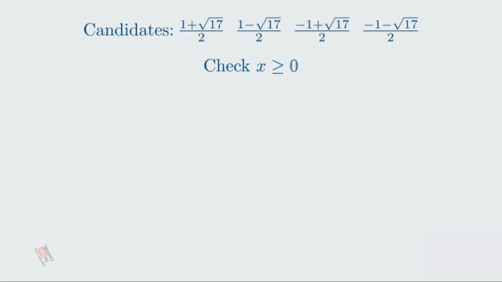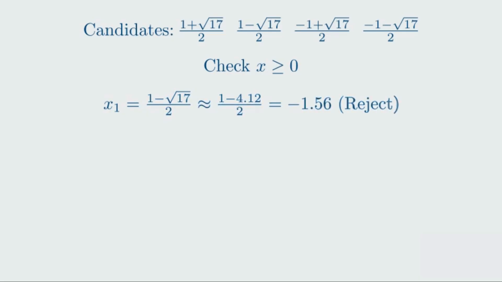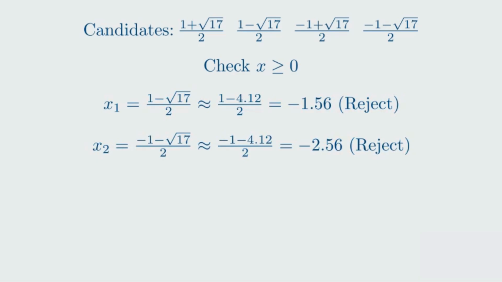First, let's look at 1 minus the square root of 17 all over 2. This is approximately negative 1.56. Since this value is negative, we must reject it. It is an extraneous solution. Next, let's consider negative 1 minus the square root of 17 all over 2. This value is also negative, so we must reject it as well.